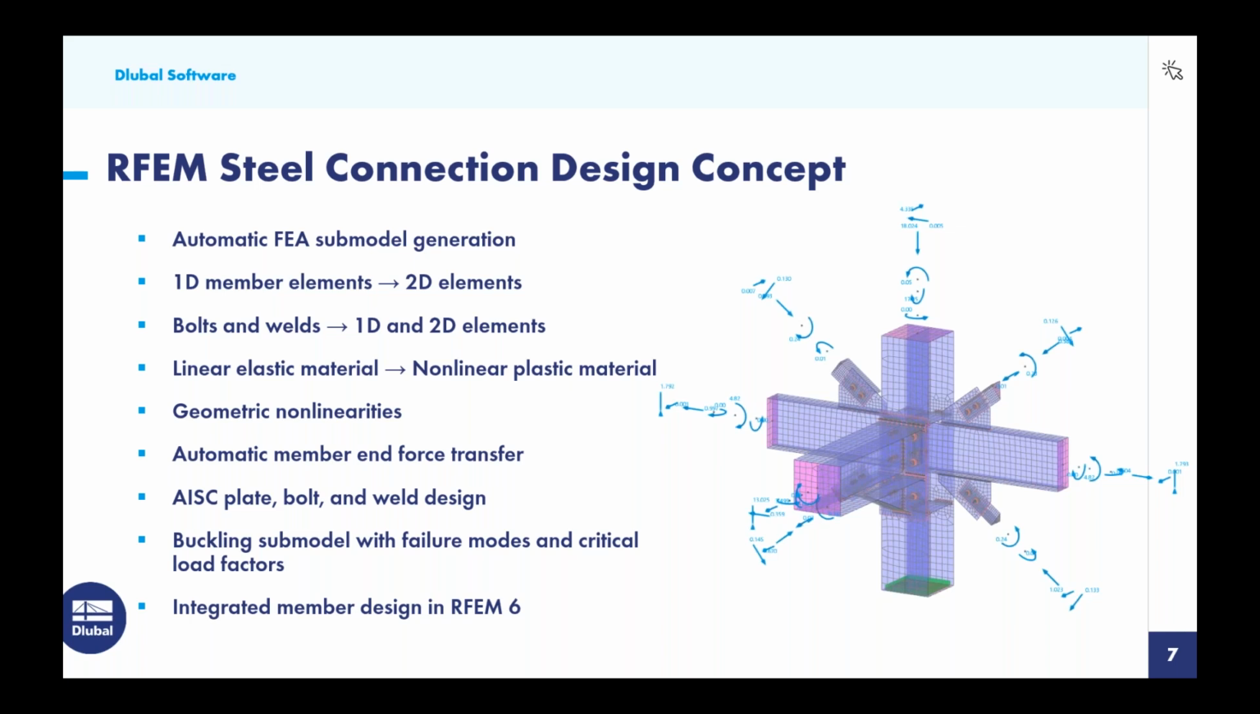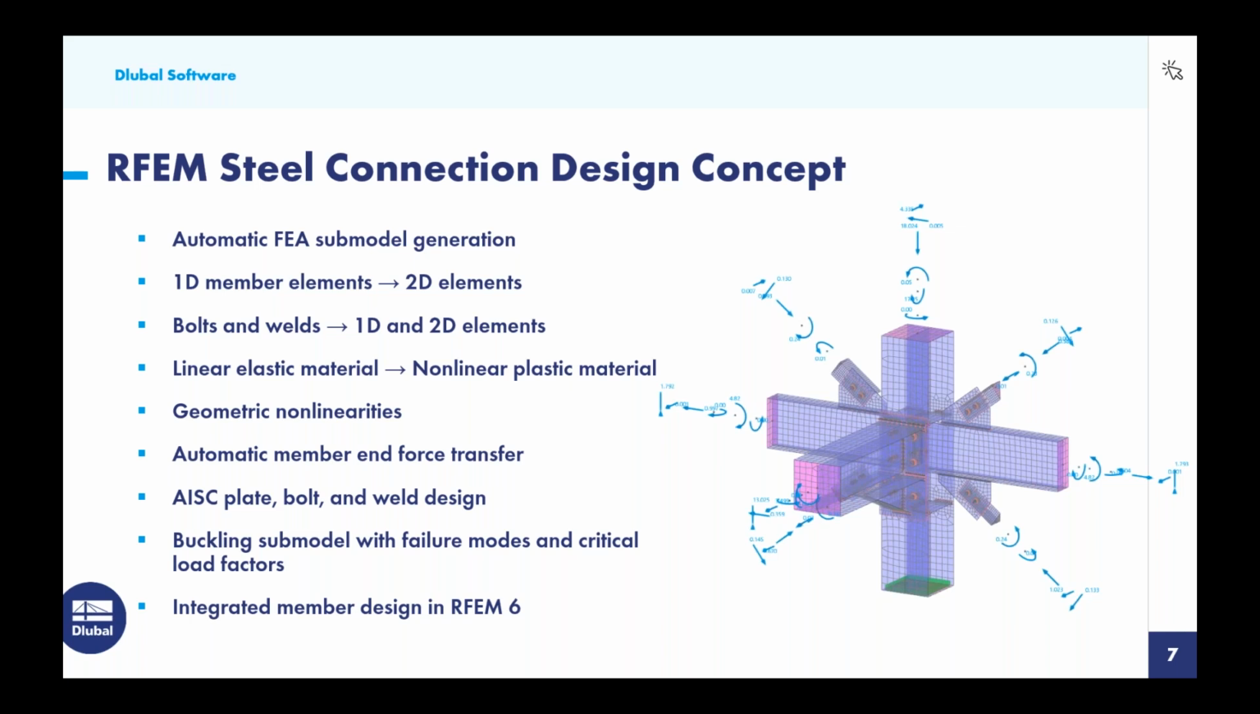We also consider the bolts and welds. These are also converted into 1D and 2D elements in this submodel. Now, in the RFEM model, we likely have defined here linear elastic materials for our members. In the submodel, this is automatically converted for all those surface elements to nonlinear plastic materials instead. So no additional add-ons are needed for this. It is automatically done with the steel joints add-on.